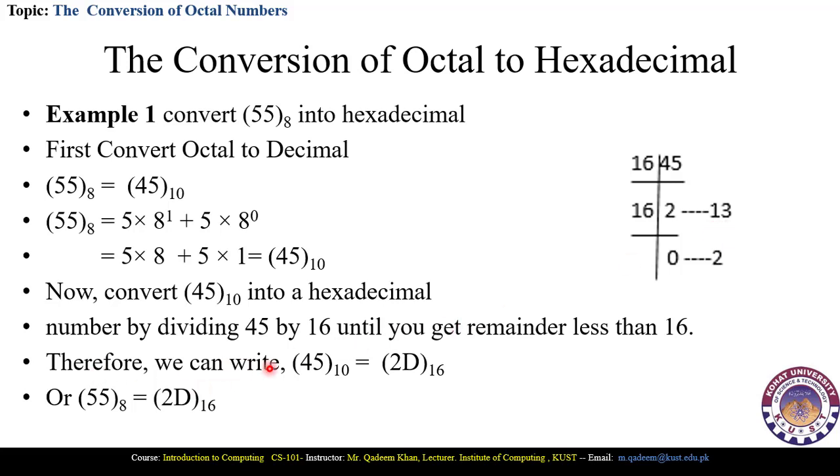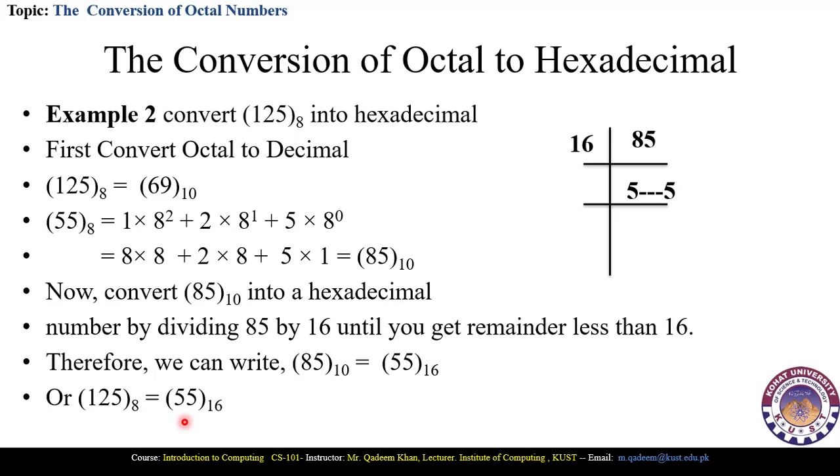So therefore we can write 45 to the base 10 is equal to 2D. 2 is the first remainder, and 13 is D. You can also take this 0, so 0 2D will be the output, but you can write 2 13 instead of 2D. So 45 to the base 10 is equal to 2D to the base 16, or 55 to the base 8 is equal to 2D. 55 was the original number, which was the octal. So 2D to the base 16 is the output here.